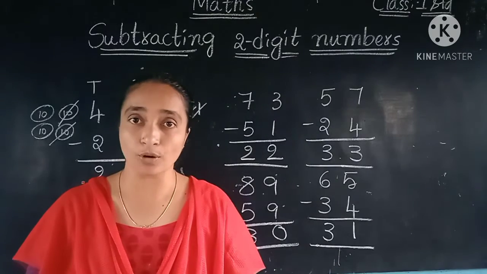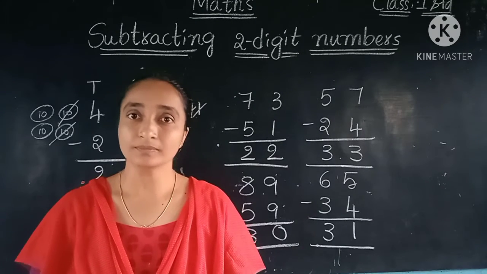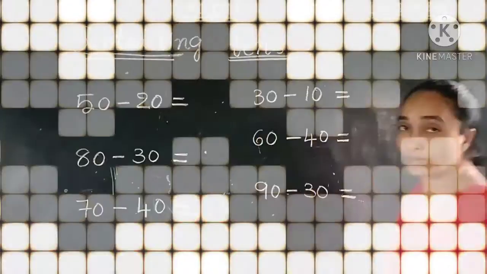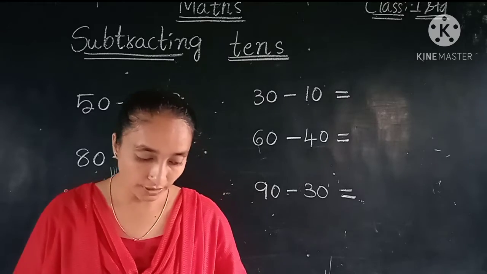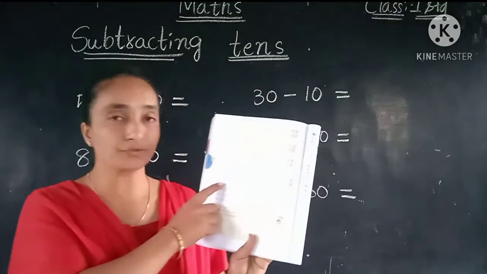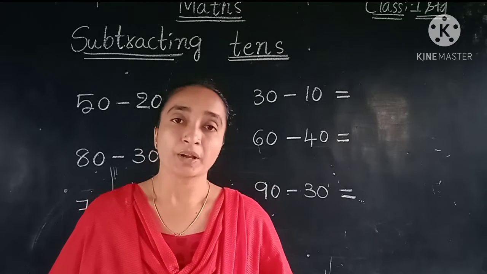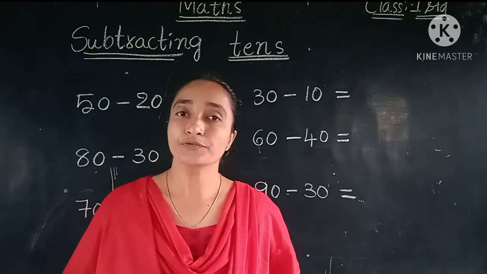Now let us see another topic, that is subtracting over tens. So let us see how we can subtract the tens now. So children, let us see the subtracting of tens. In the textbook, children, page number 152, here we have an example for us. Mamta. Mamta means a small girl. She has 50 rupees.